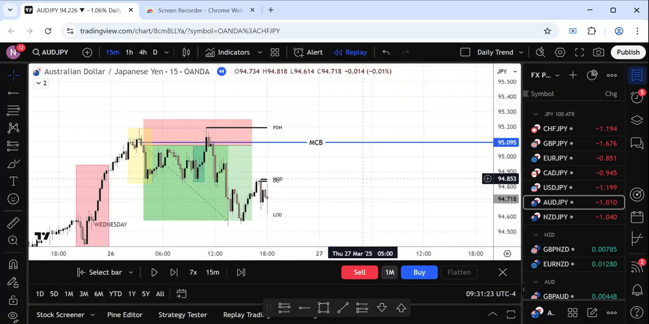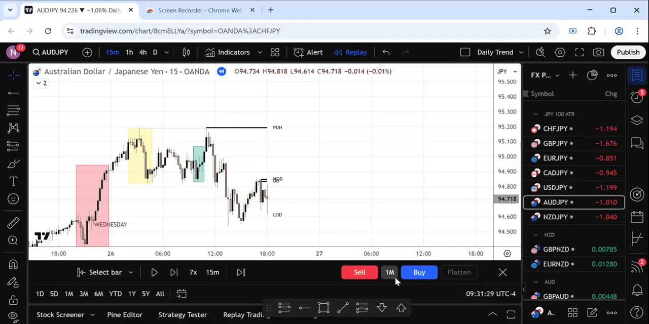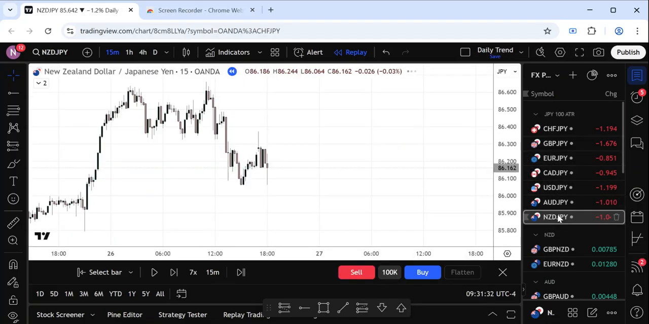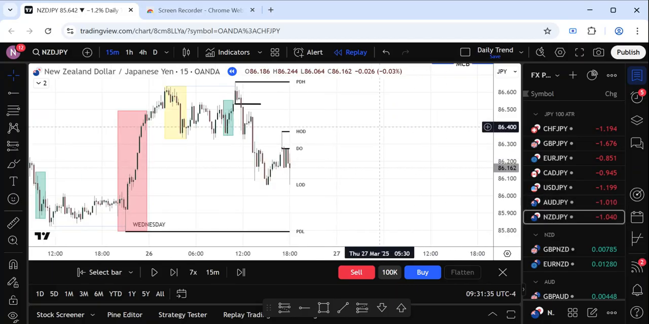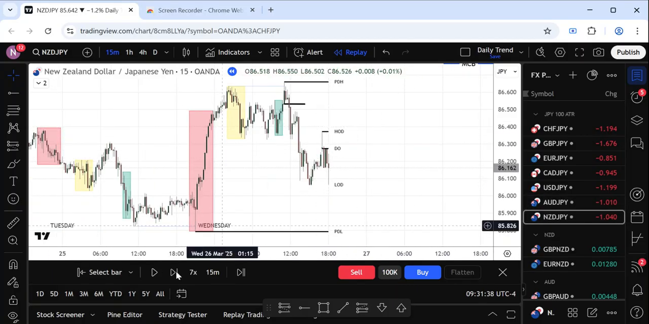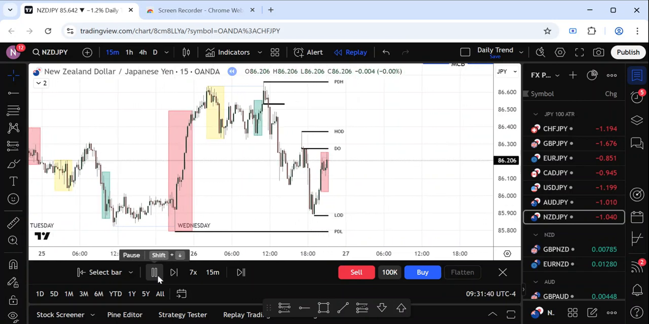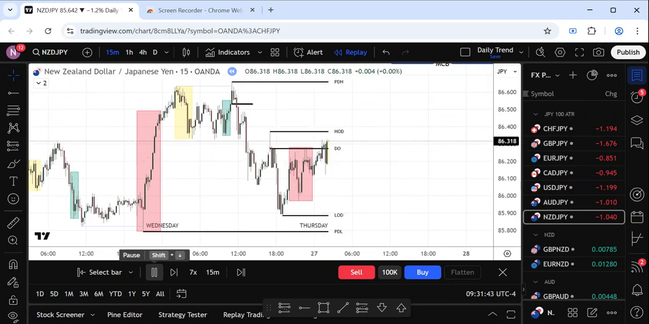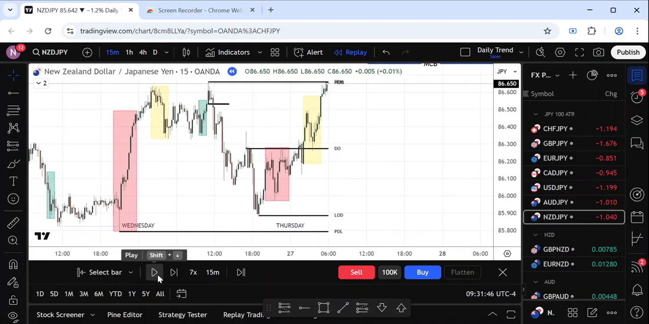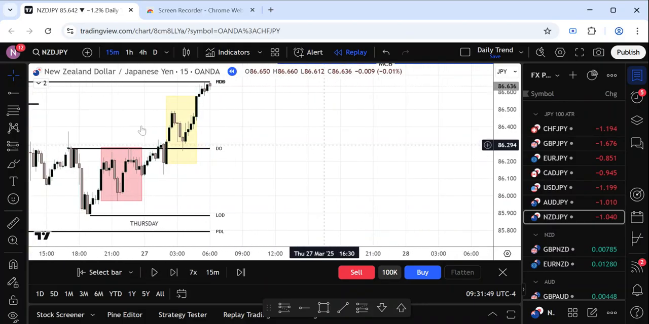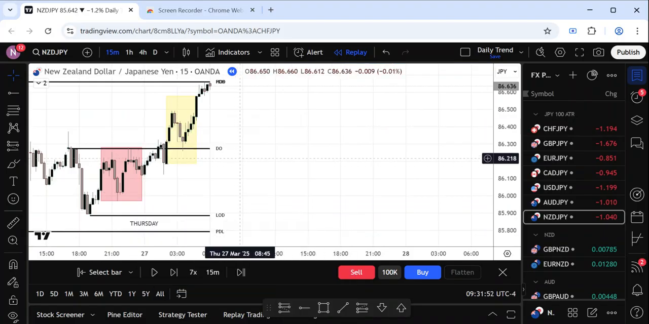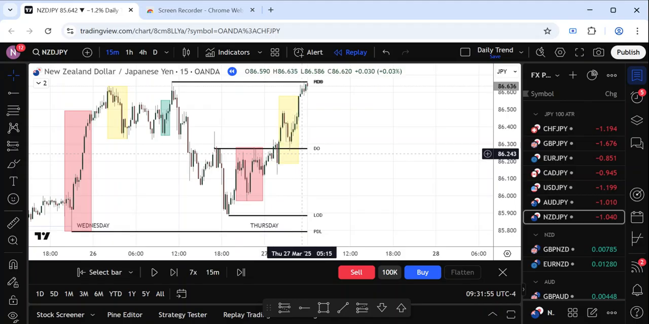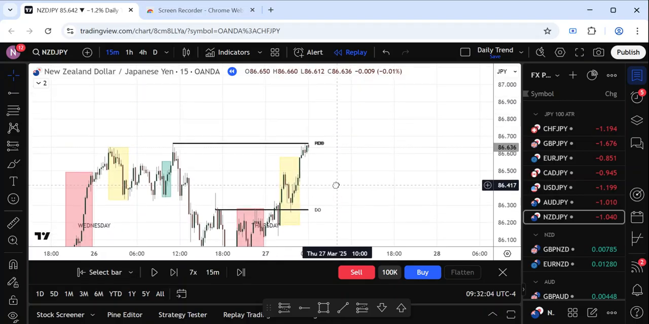Next was Thursday. I did a short on New Zealand yen. So let's go to that one. I think I started taking better notes at this point. 4:30 a.m. So let's go to that on Thursday. Okay, so remove these drawings. All right, so where's 4:30? 4:30 is right here.